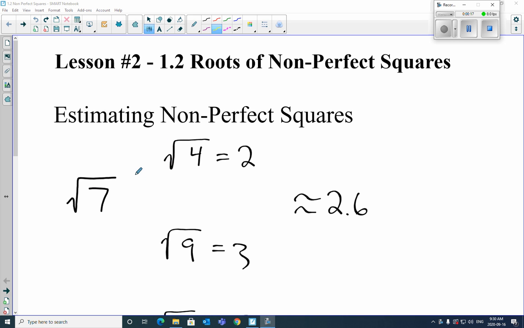Here we want to look at benchmarks. So we're talking about numbers that are lower, and numbers that are higher than the one we're looking at. So we can't do the square root of 7, so we can look at the square root of 4 and the square root of 9. Square root of 4 is 2, square root of 9 is 3. So because 7 falls between 4 and 9, our answer has to fall between 2 and 3. So we can do an approximate of 2.6.